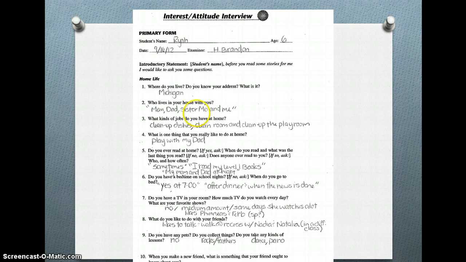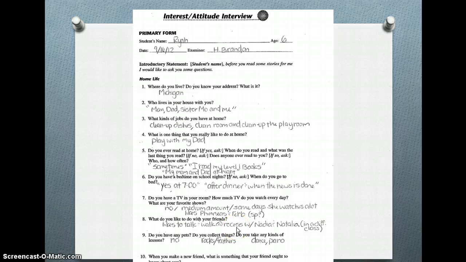But from it I learned a little bit about her family. I learned that she does have responsibilities at home, that she does read at home with her mom and dad at night. She has a specific bedtime after dinner when the news is done. No TV in her room.